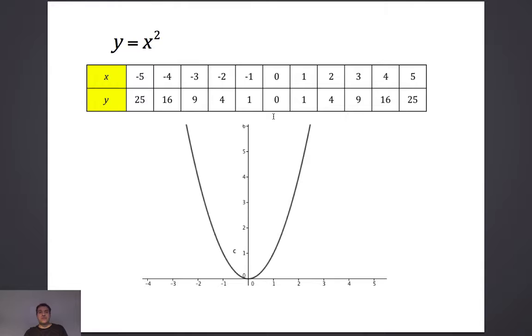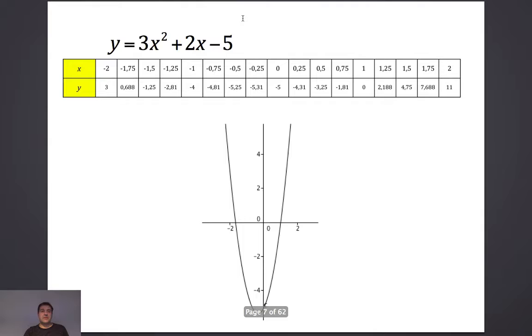So that was y equals x squared, and I chose x from 5 to -5. And then this is y equals 3x squared plus 2x minus 5. I found, playing about with it, that if I plotted it from x equals 2 to -2, and then took lots of incremental values in between, I got a good picture of what was happening with the graph and the key points where it cut the axes. So you have to choose your range of x values in order to match the function that you're given.